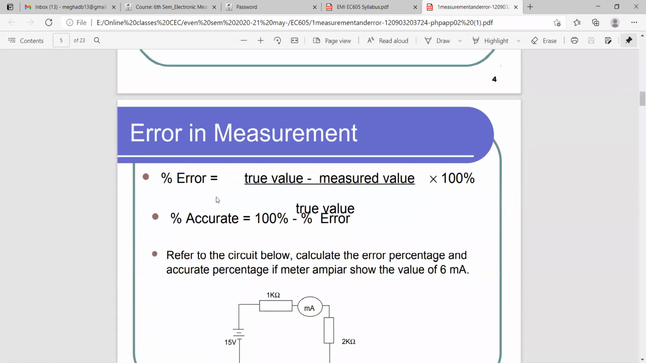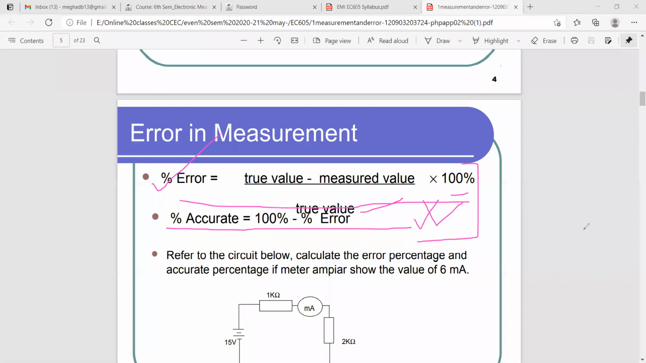Now, important is this formula, the formula of error. Many times questions come: find the percentage of error. So how do we find the error? True value minus measured value, divided by the true value, multiplied by 100%. If you want to get an accurate value, you need to follow this particular formula. See here, one is the error value, the error percentage actually: true value minus measured value, multiplied by 100% divided by the true value. It is important. And the second one, if you try to find the accurate percentage, is 100% minus the percentage of error. So these are required when you solve any problems. In that case, you will require these formulas.